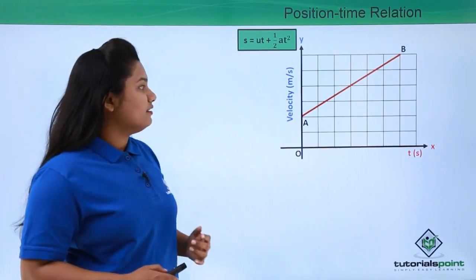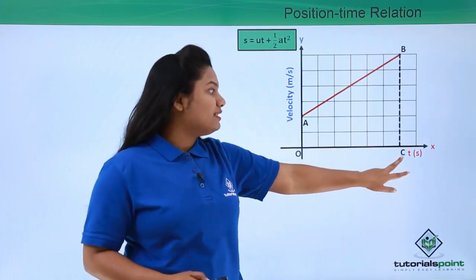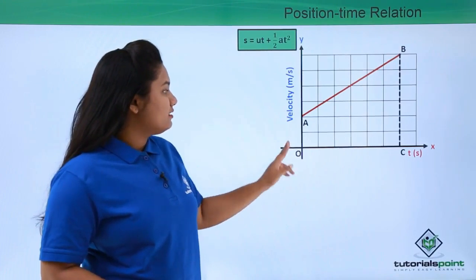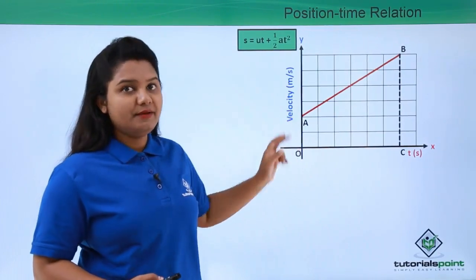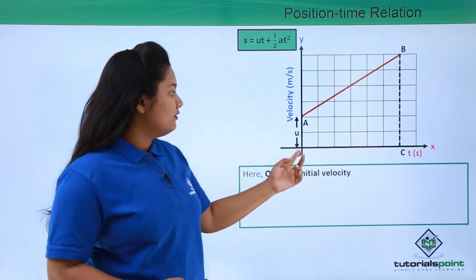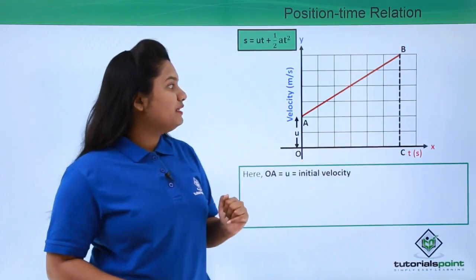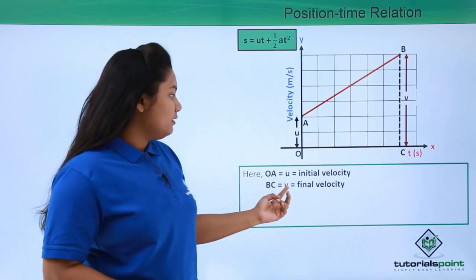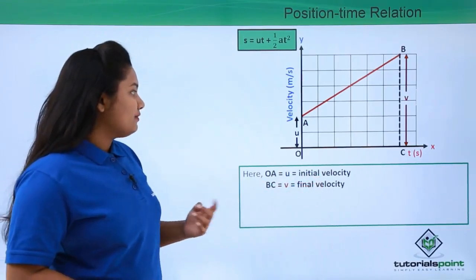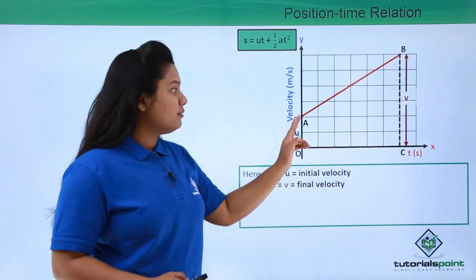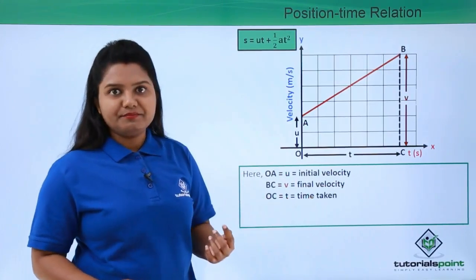Now in order to derive this relation, we will be drawing a perpendicular from point B on the x-axis, which touches the x-axis at point C. Now we know that the body has not started from zero velocity, but it had a certain initial velocity which is given by OA. So our initial velocity is given by OA, which is u, and the final velocity of the body is given by the length BC, which we will take as V. So BC equals V, the final velocity, and OA equals u, the initial velocity of the body. Now OC is given by the time interval in which the body moves from A to B. So OC equals t, which is the time taken.